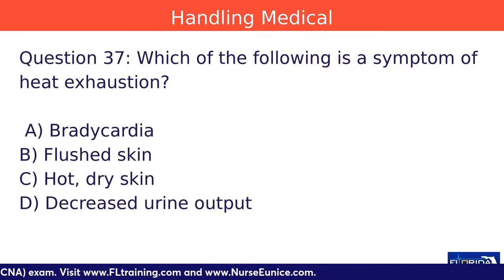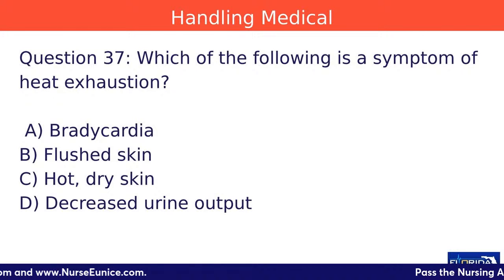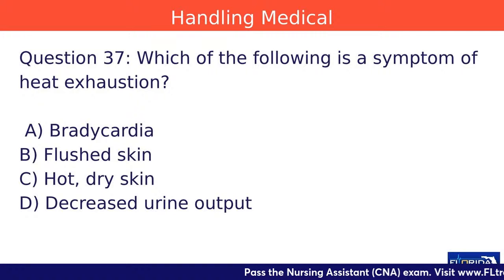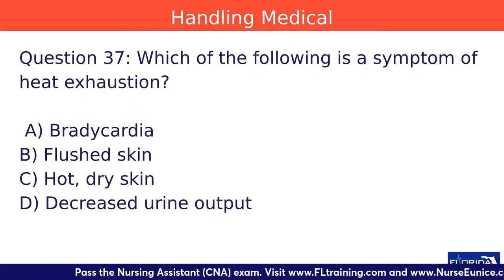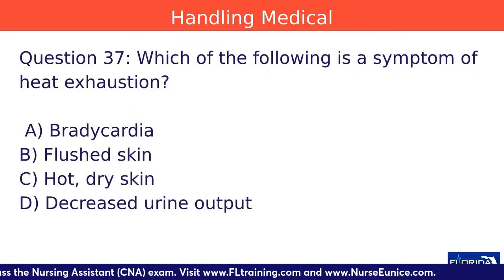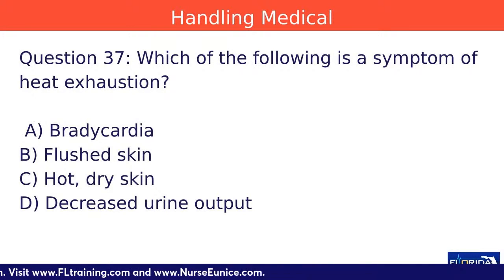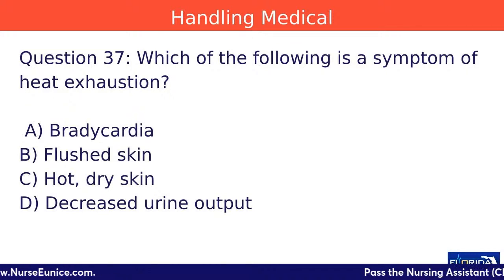They're outside in the heat. What do you expect? A low heart rate? Flushed red skin? C, hot, dry skin, or D, decreased urine output. I know it's a tie between C's and B's, and now we have an A.